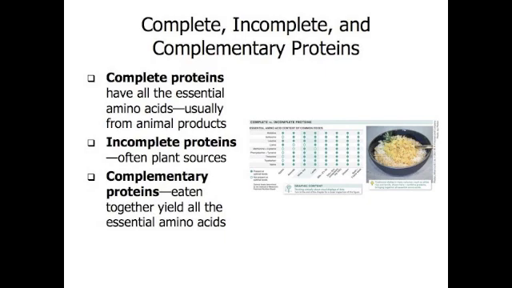Vegetables, fruits, and grains often contain incomplete proteins which do not have all of the essential amino acids. Two incomplete proteins that are complementary proteins, when eaten together, can provide all the essential amino acids. Traditional dishes in many cultures often include such pairings. For example, corn and beans in Mexico and rice and lentils in India.